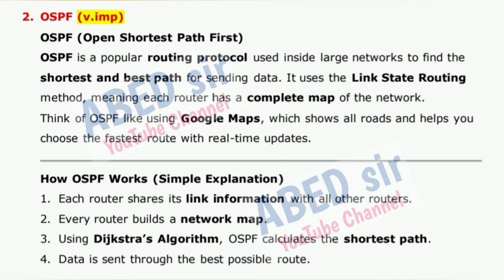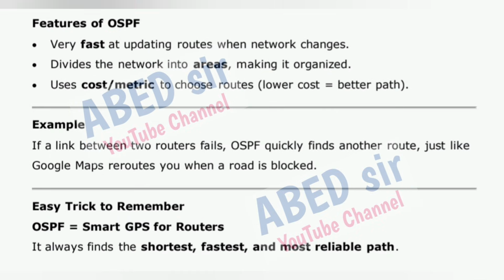How OSPF works? Simple explanation. 1. Each router shares its link information with all other routers. 2. Every router builds a network map. 3. Using Dijkstra's algorithm, OSPF calculates the shortest path. 4. Data is sent through the best possible route. Features of OSPF: very fast at updating routes when network changes. Divides the network into areas, making it organized. Uses cost metric to choose routes. Lower cost equals better path.